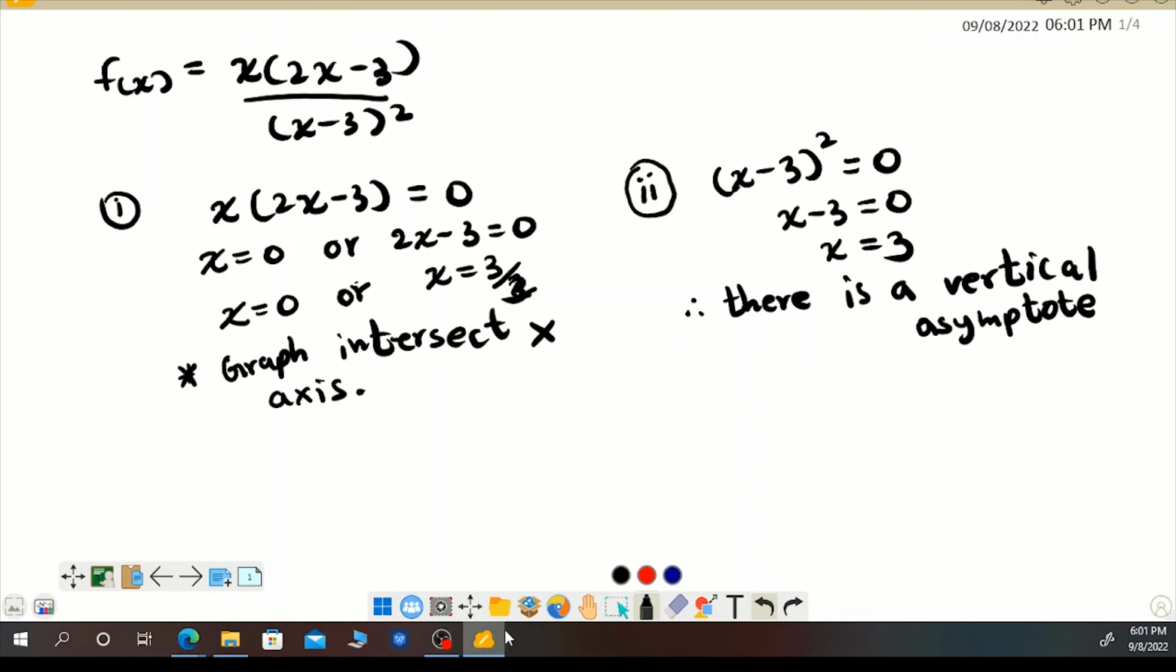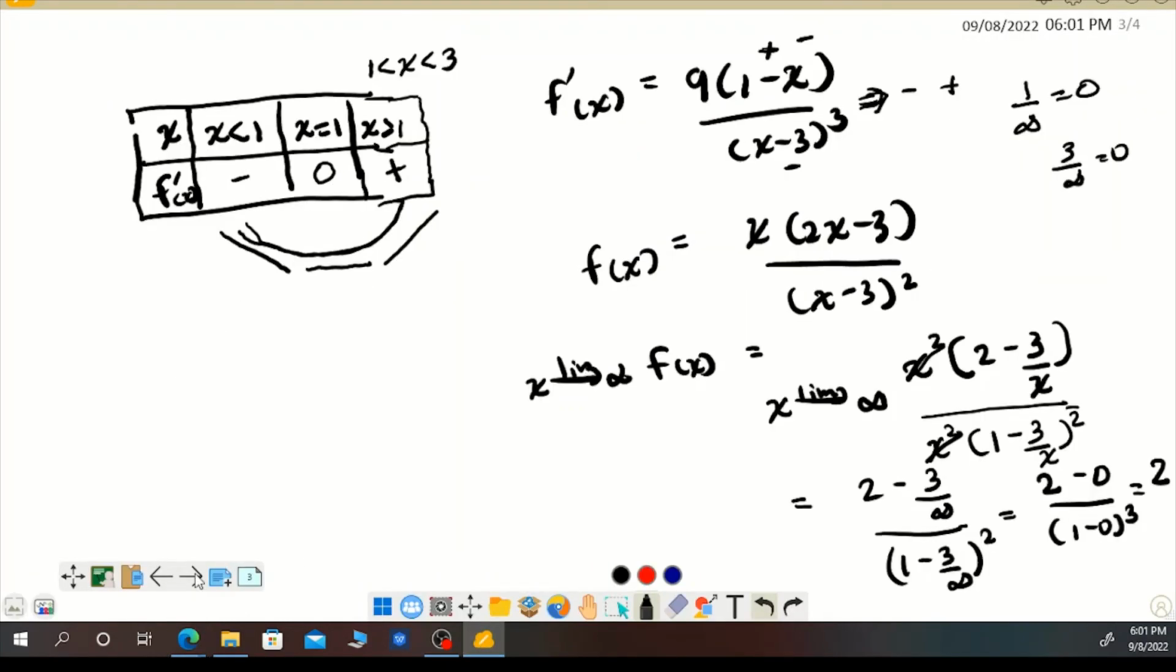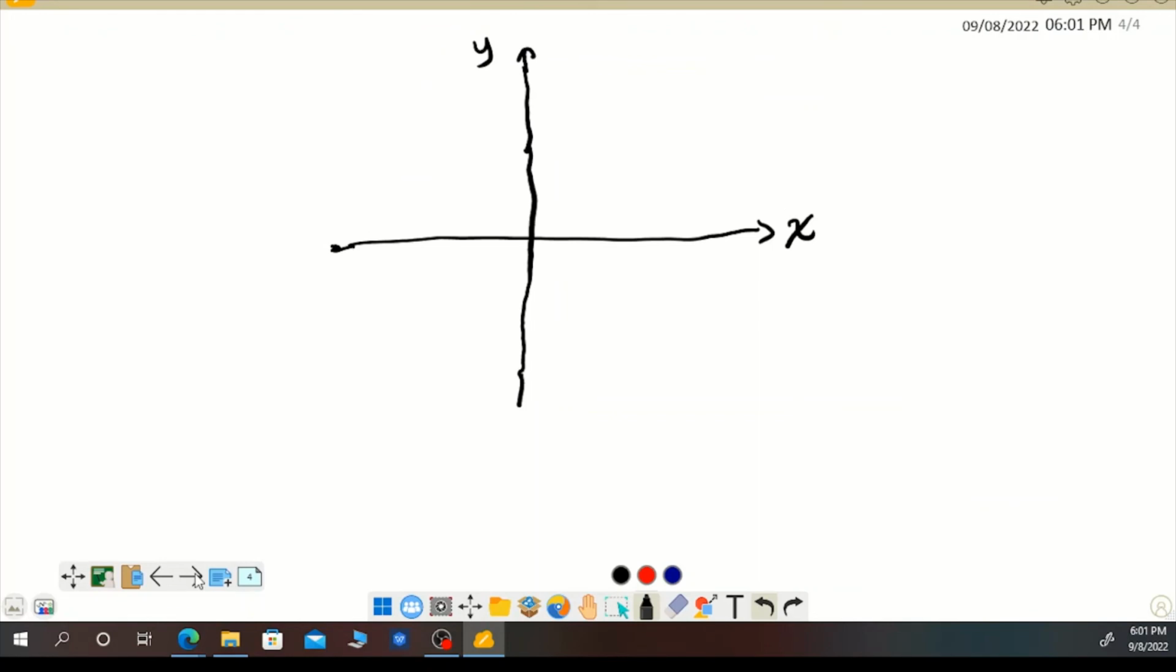First I am going to mark the vertical asymptote. I can mark the vertical asymptote with a dotted line. At x equals 0, I mark it like this. So this is the vertical line, and this is what we call an asymptote, right?